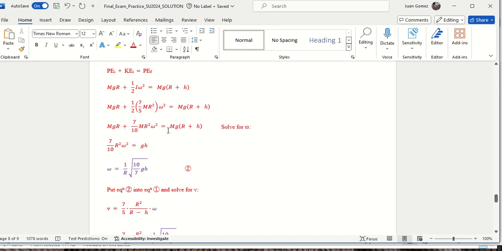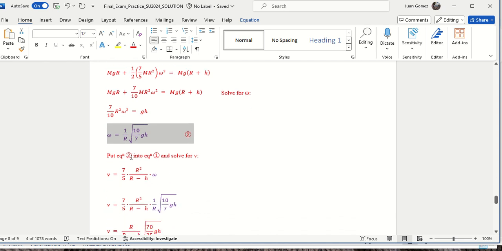Okay, so do the algebra, and you end up with equation 2. Omega is given by this expression: 1 over R, then under the radical 10/7 gh. Now remember, you take this expression for omega, put equation 2 into equation 1, and then solve for v.